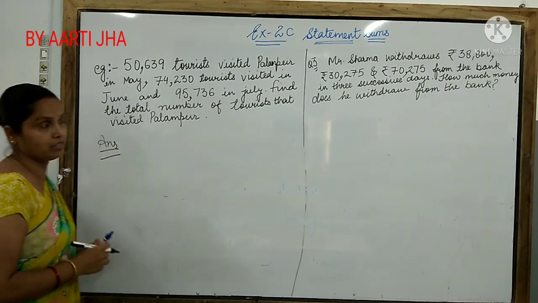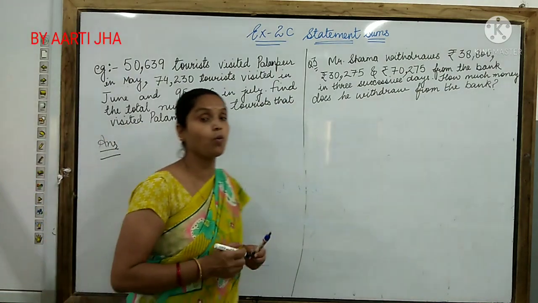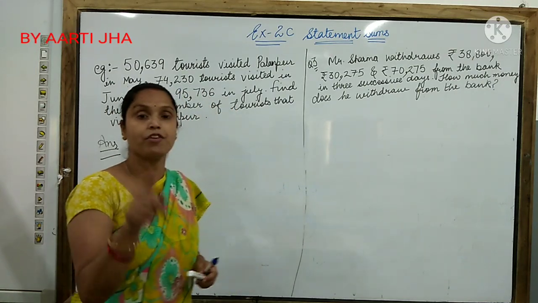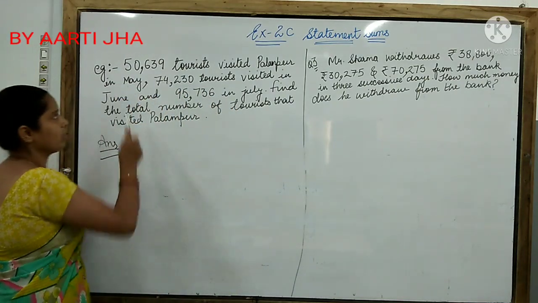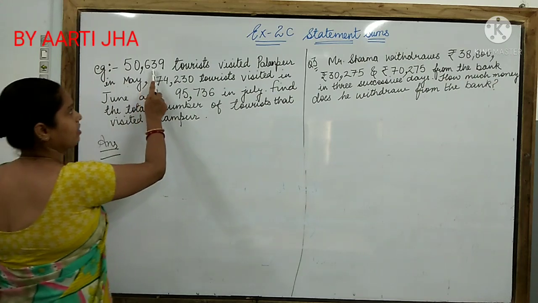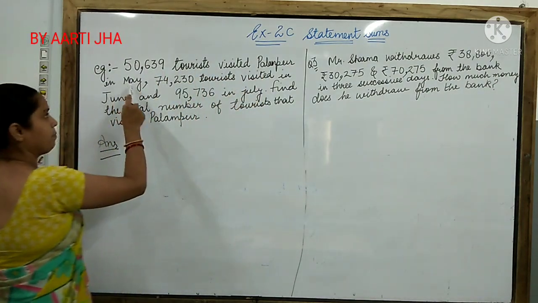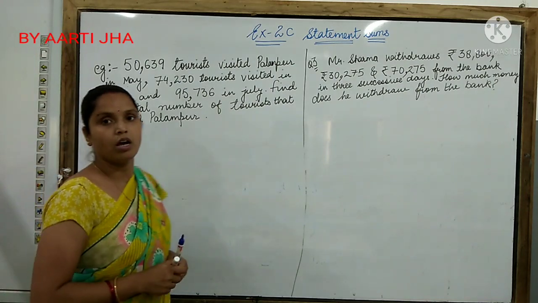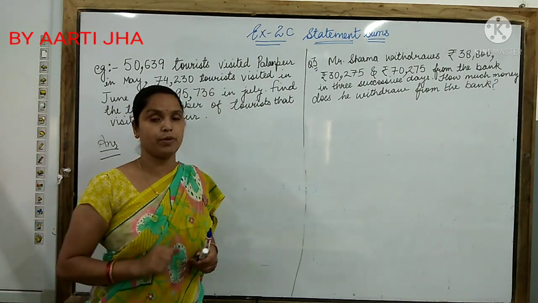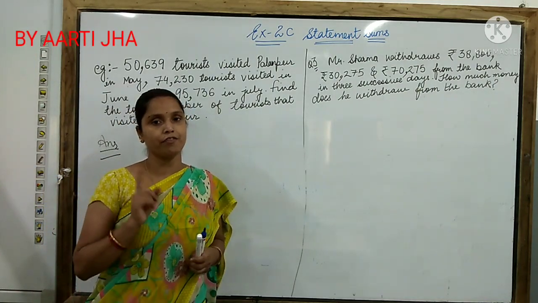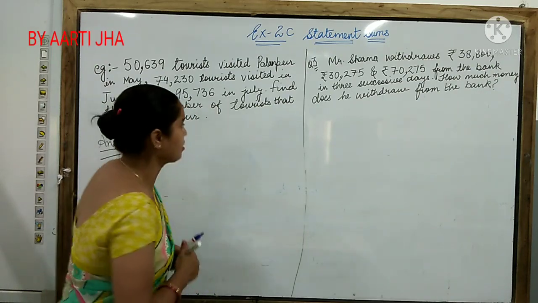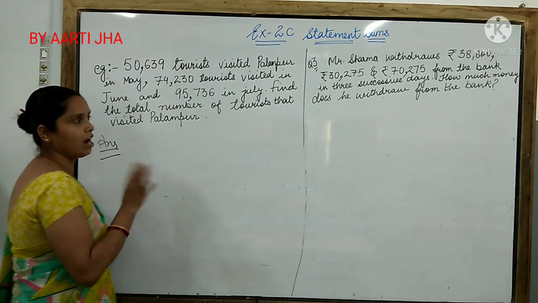Before writing the answer, what will we do first? We will first read. So let's read. 50,639 tourists visited Palampur in May. After reading the first statement, you will write the first statement of the answer.